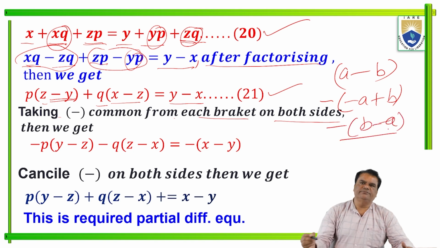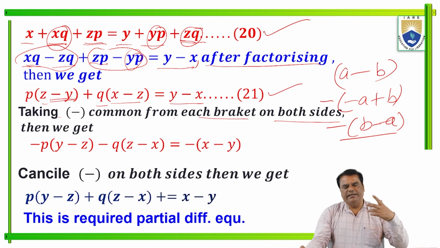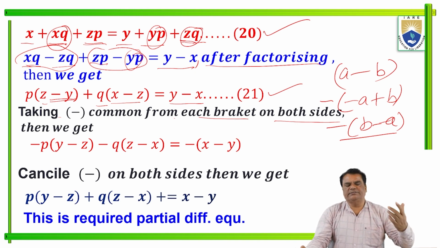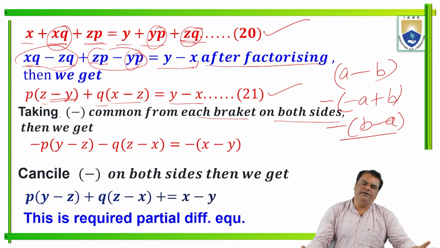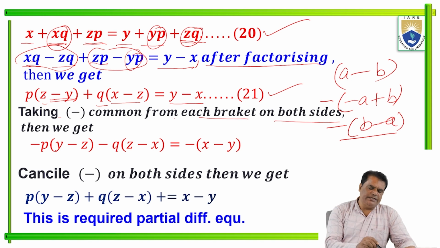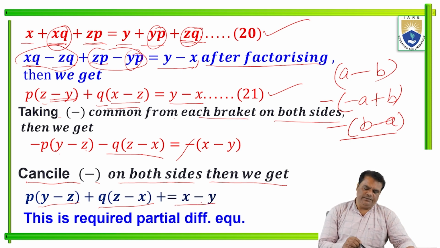We can write this. In any bracket, if we take minus common, then the bracket is just opposite. A positive term converts to negative and a negative term converts to positive. So same here, z is positive, it converts to negative, and y is negative, it converts to positive. Similarly in this bracket. Minus is cancelled. Cancel the minus sign on both sides, then we get here p times y minus z plus q times z minus x equal to x minus y. Okay.